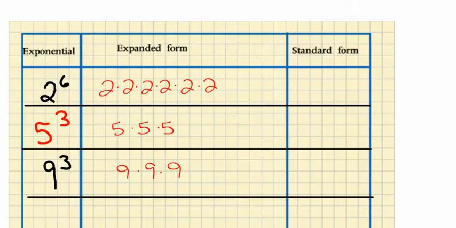All right, so I went ahead and just did the expanded form. Then if I'm going to find the answer, 2 times 2 is 4, times 2 is 8. So these 3 are 8. 2 times 2 is 4, times 2, these are 8. So 8 times 8 would be 64. 5 times 5 is 25. Times 5, that's 125. 9 times 9 is 81 times 9. That would be 729.